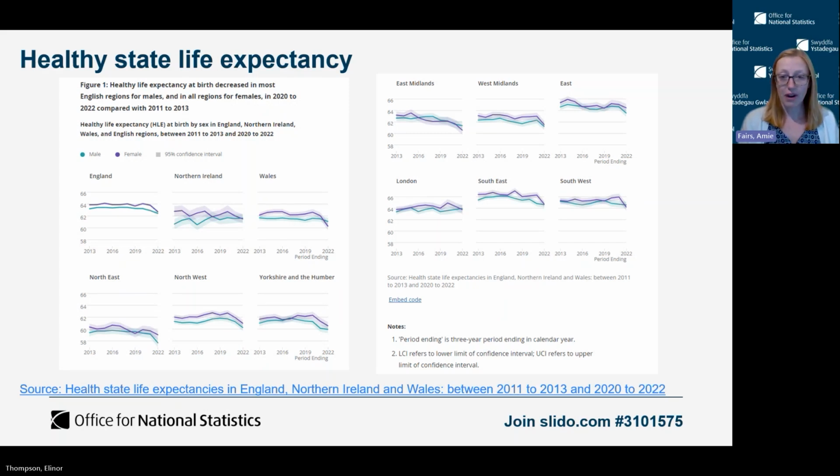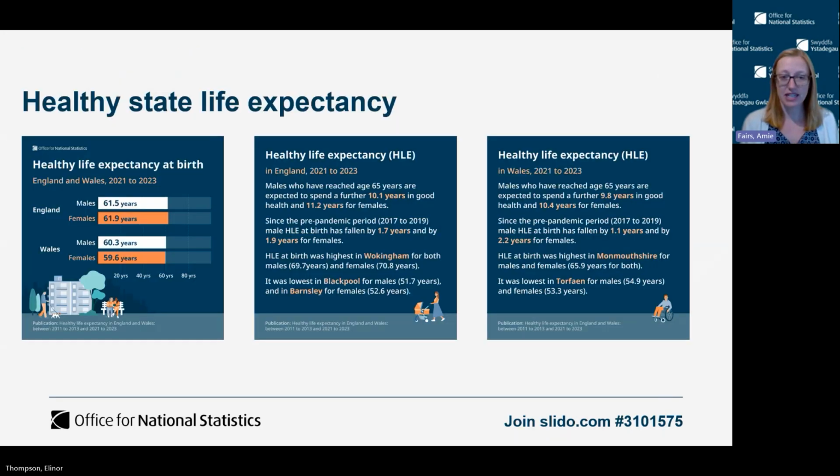And hot off the press, just this morning, we had another publication about healthy state life expectancy. So that's partially updated some of these figures. So we now know, that was just published today, that in England, for males, the healthy life expectancy from birth is 61.5 years and females is 61.9. And in Wales, for males is 60.3 and for females is 59.6.